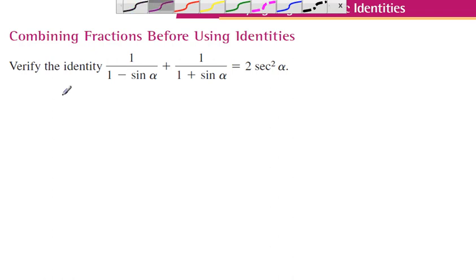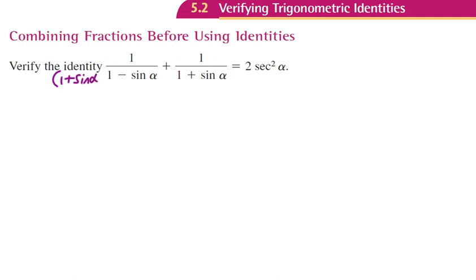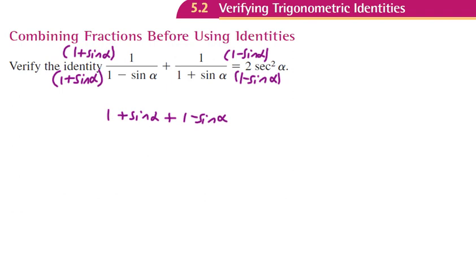So this one I'll multiply by 1 plus sine of alpha over 1 plus sine of alpha. And this one is going to get multiplied by 1 minus sine of alpha over 1 minus sine of alpha. So 1 times that is itself, so 1 plus sine of alpha. Plus 1 times that is just going to be itself again, 1 minus sine of alpha. And that's all over our common denominator.